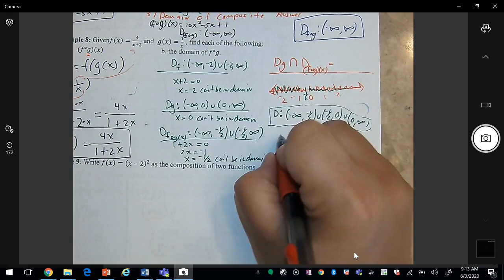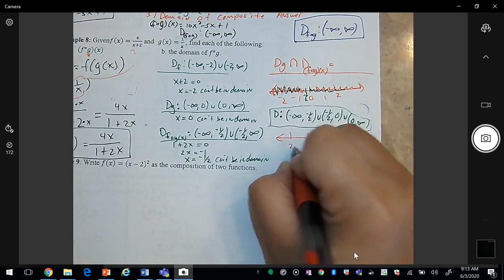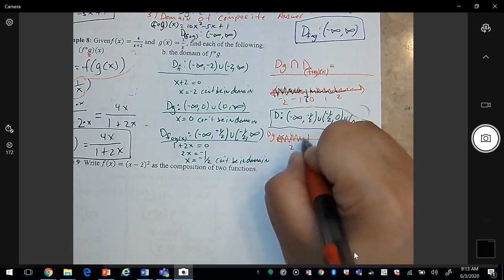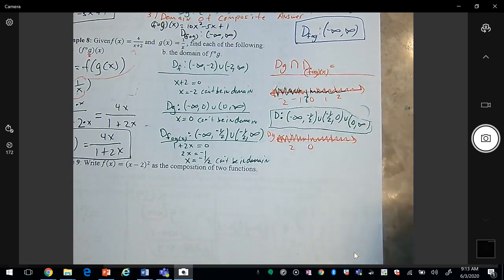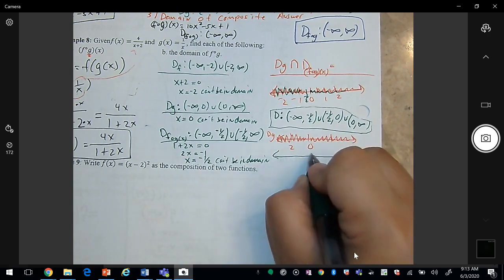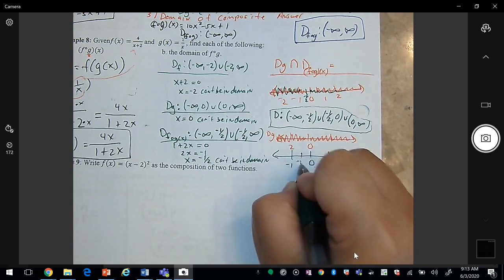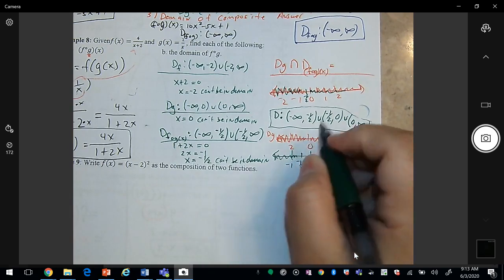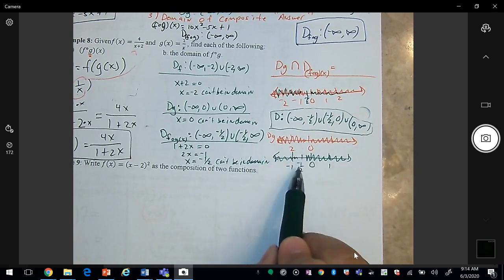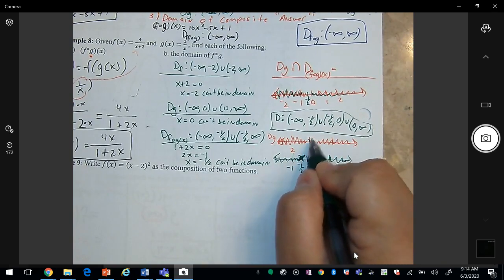Okay, so again, if I draw a better number line here, this is for the domain of g. It's everything except for 0. And then for the composition, it's everything except for -1/2. So we're going to use all of this, but when we get to -1/2, we cannot use it. And then when we get to 0, we cannot use it.